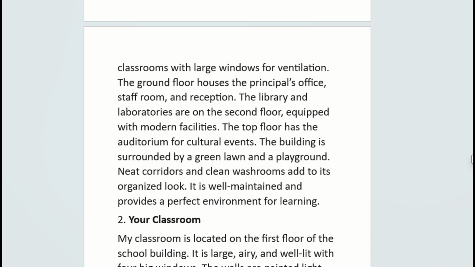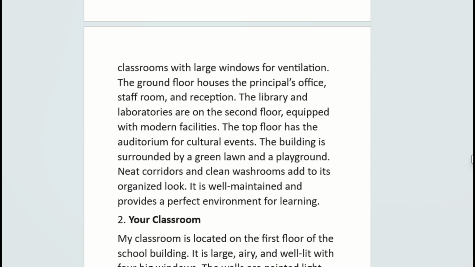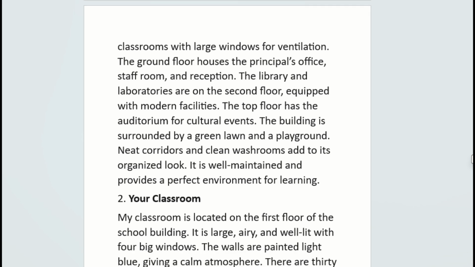Talking about another line, the top floor has the auditorium for cultural events. The building is surrounded by a green lawn and the playground. Neat corridors and clean washrooms add to its organized look. It is well maintained and provides a perfect environment for learning. So you can see what I have done. It is such a small paragraph, 100 or 150 words, but it contains information, and the information is written in a precise and clear manner. I haven't used any difficult words, but appropriate words to mention the facts. So these are the points you must remember while writing a factual description.